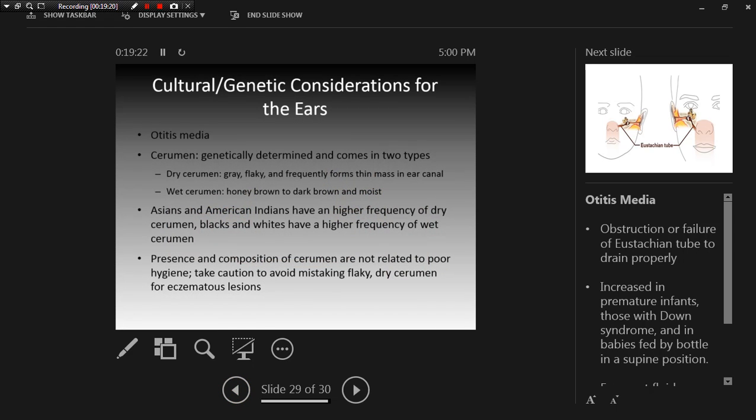Earwax is genetically determined, and it comes in two types, dry or wet. Asians and American Indians typically have a higher frequency of dry earwax, and African Americans and whites have a higher frequency of wet earwax. We need to realize that it's genetically determined and not necessarily related to poor hygiene. We also need to make sure, when we look in the ear canal, that we avoid mistaking flaky, dry earwax for any type of eczema or enzymatic lesions.